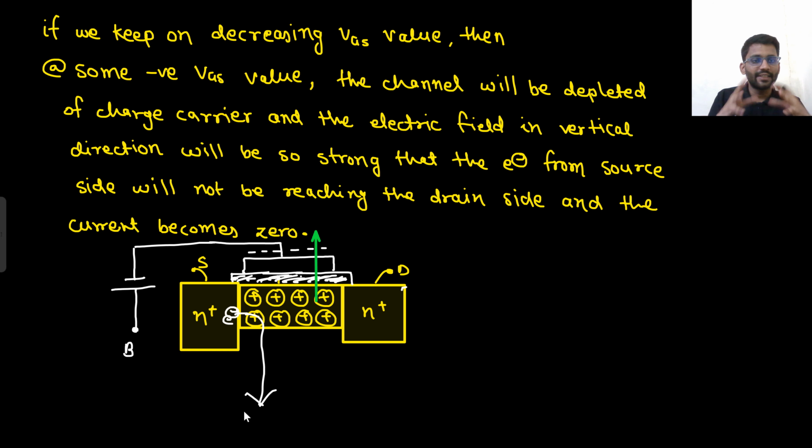I will not say that my channel is depleted of charge carriers. At some places I have seen that they say the channel is depleted of charge carriers, but the channel is not depleted. In the channel, charge carriers are there. There can be some charge carriers, but there is so much high electric field that the motion of electrons will be downward.